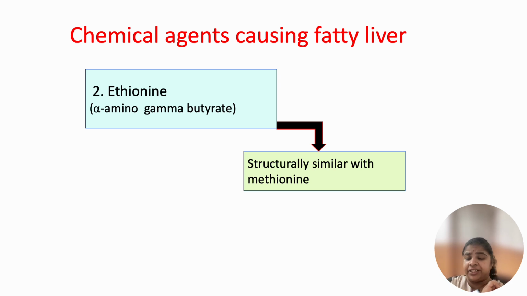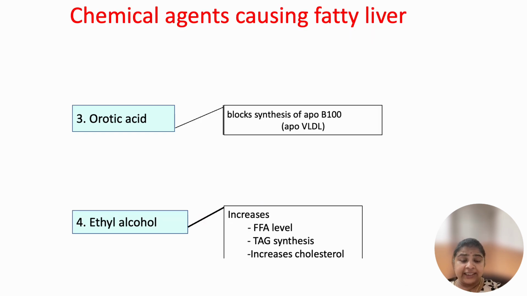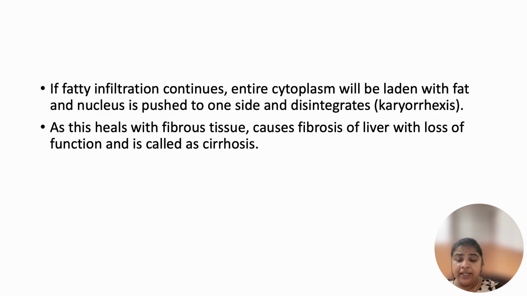Ethionine is structurally similar to methionine. So, this will replace methionine during the formation of S-adenosyl methionine and therefore the formation of phospholipids will get affected. Orotic acid blocks synthesis of ApoB100. Then with ethyl alcohol, we have just seen alcohol metabolism: increased free fatty acid levels, increased production of triacylglycerol, increased cholesterol synthesis, all of which lead to fatty liver. Initially fatty infiltration continues, and the entire cytoplasm will be filled with a lipid vacuole.